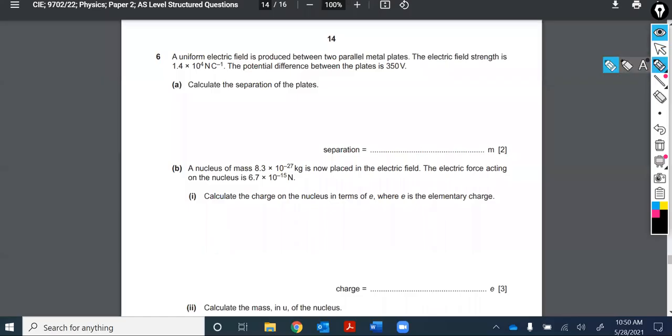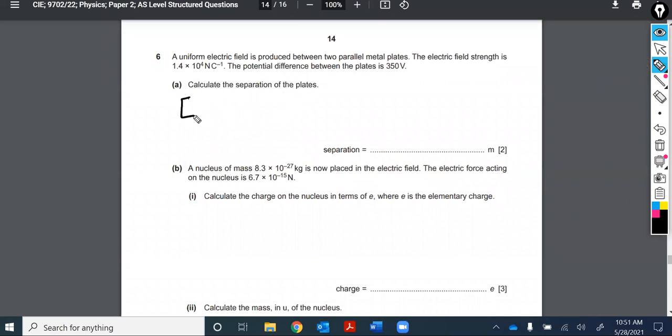All right, in this question, we're looking at a uniform electric field produced between two parallel metal plates. The electric field strength is 1.4 by 10 to the 4 newtons per coulomb. The potential difference between the plates is 350 volts. Calculate the separation of the plates.